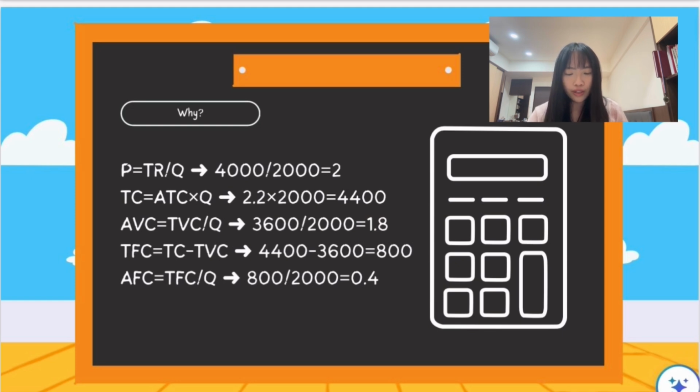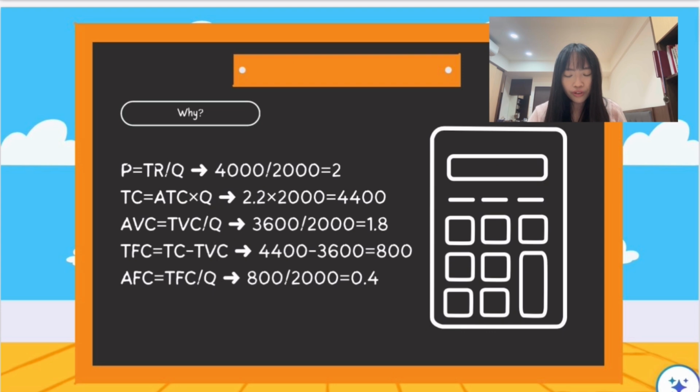Moving on to the fourth calculation, total fixed cost is required. Since total cost is the sum of total fixed cost and total variable cost, and we have already calculated total cost as 4,400, subtracting total variable cost, 3,600, from total cost gives total fixed cost as 800.